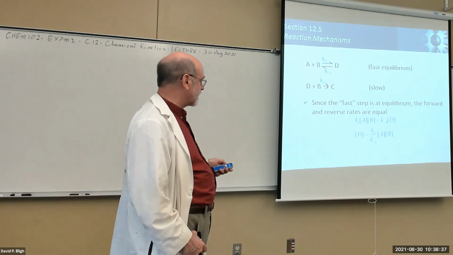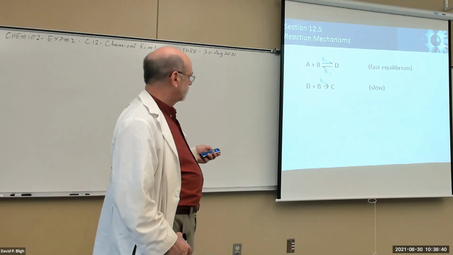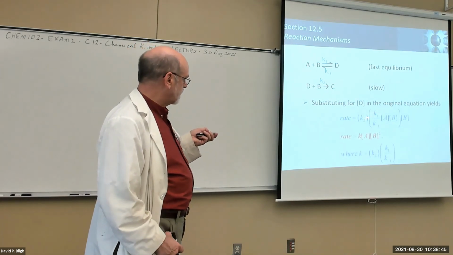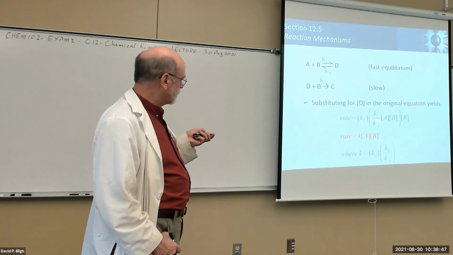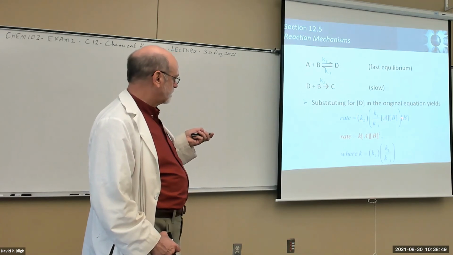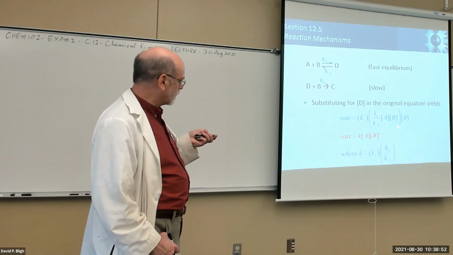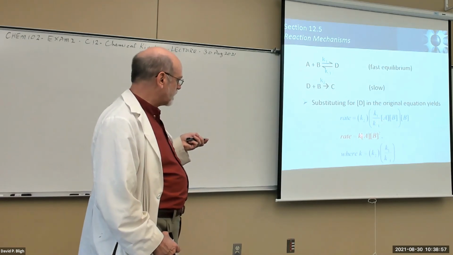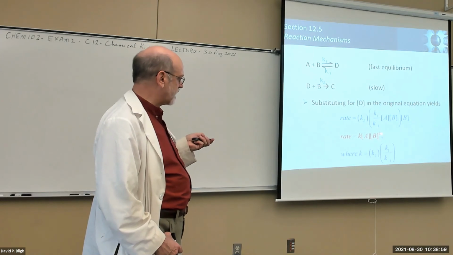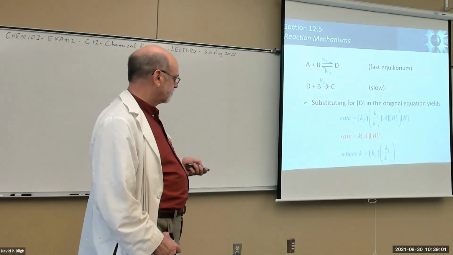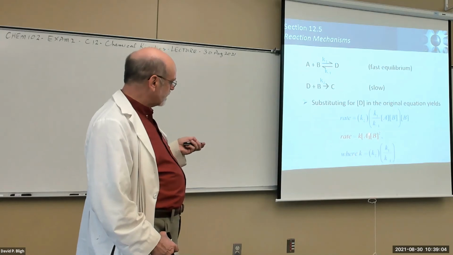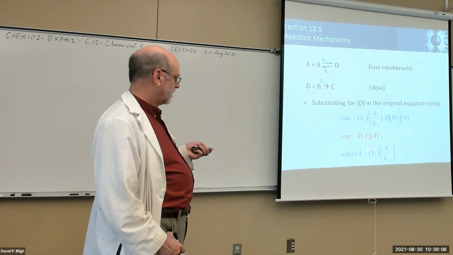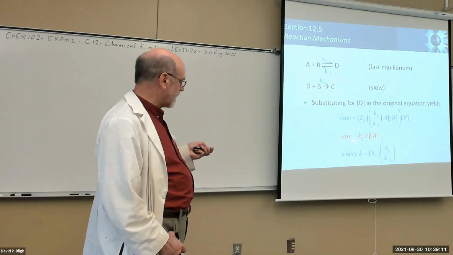We're going to substitute that in this one. Right? We said the rate equals K2 times D times B. So now we've got D equal to this. We substitute that in there and we solve. So now we get K times A times B to the second power. Right? And this K is equal to that K2 times this K1 divided by that K minus 1. So this is the rate law for that reaction.